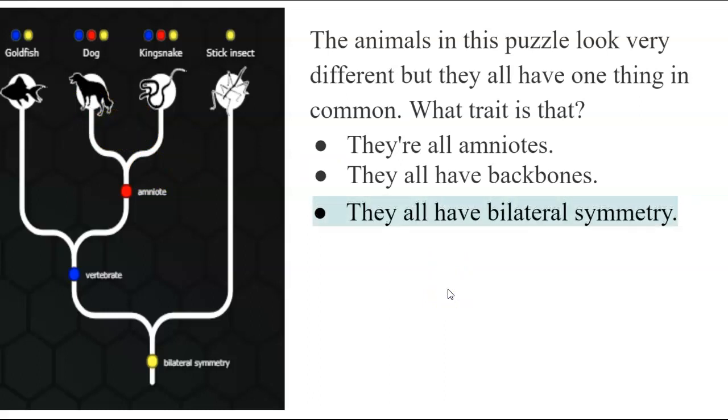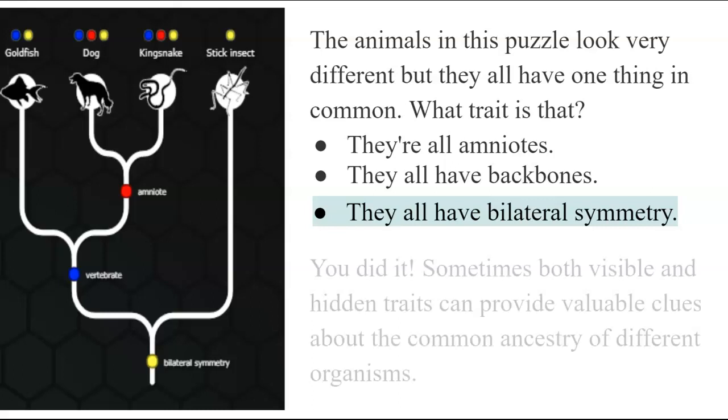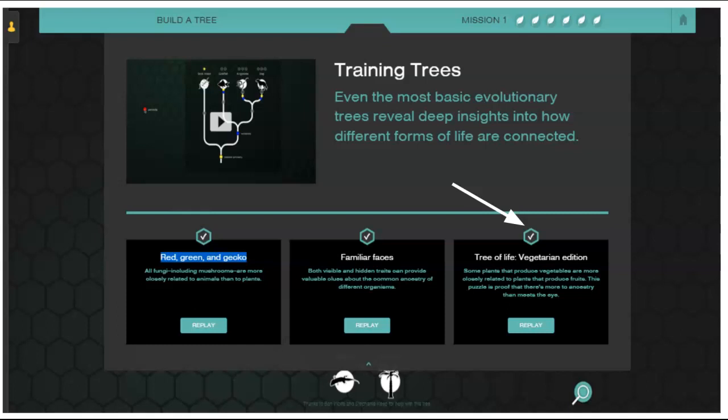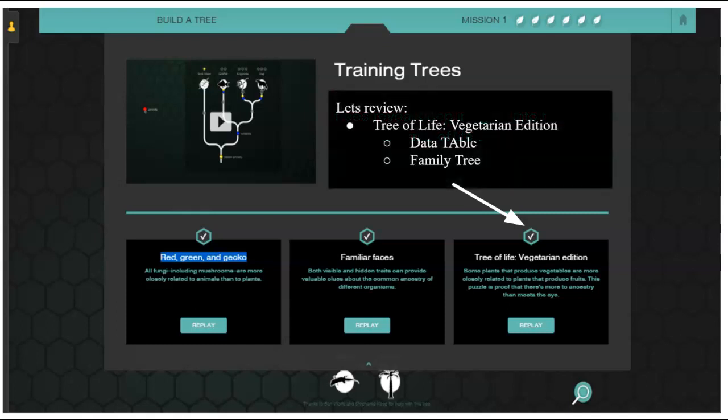Okay, so the animals in this puzzle look very different. They all have one thing in common, that trait. They all share bilateral symmetry. That is their root trait. So it'll come up and say you did it. Sometimes both visible and hidden traits can provide valuable clues about the common ancestry of different organisms. Lastly, let's go ahead and review our Tree of Life, Vegetarian Edition, data table and family tree.